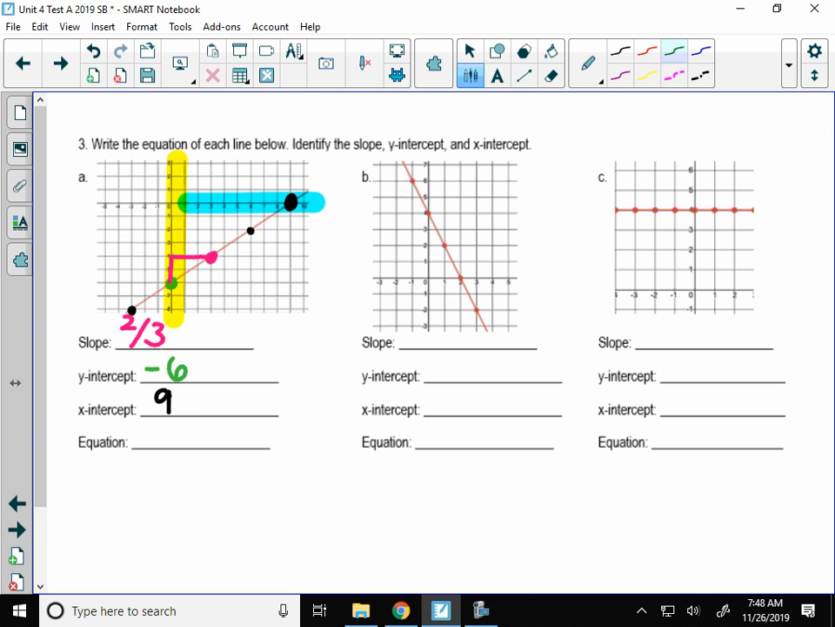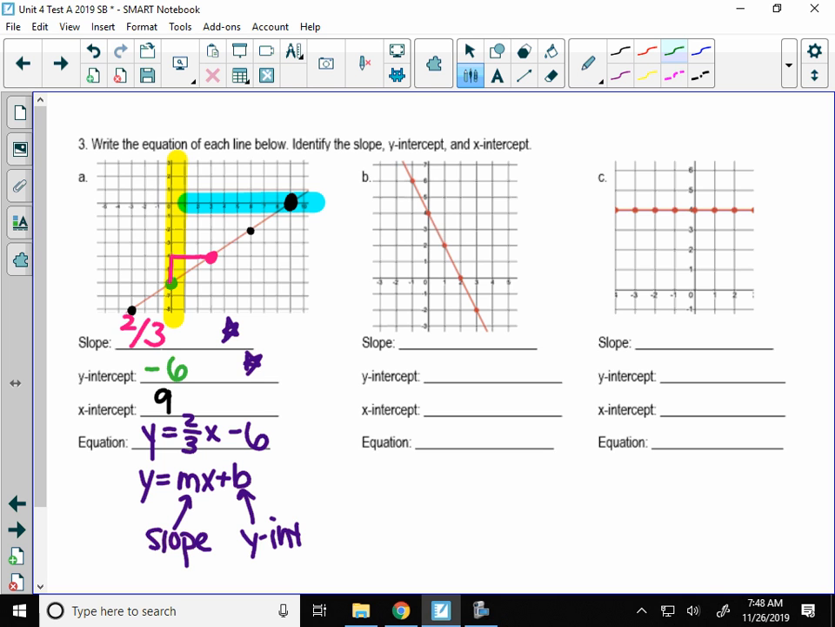All right, to write the equation, I need the slope and I need the y-intercept because my equation is going to go in slope-intercept form. y equals mx plus b. So here, my y equals, the m is the slope. You already found the slope of that line. You said it was 2/3. I follow it by an x. The b is the y-intercept, which you said was negative 6.